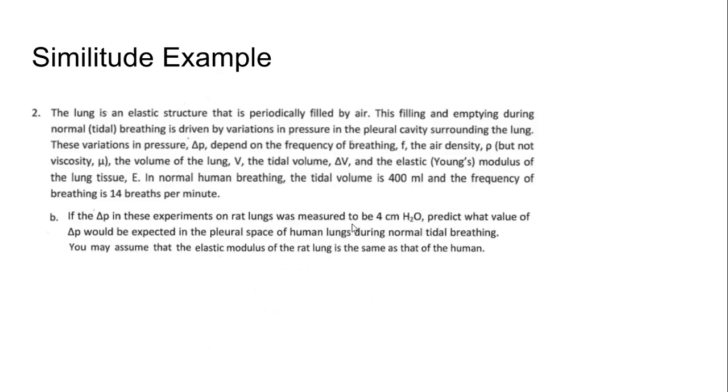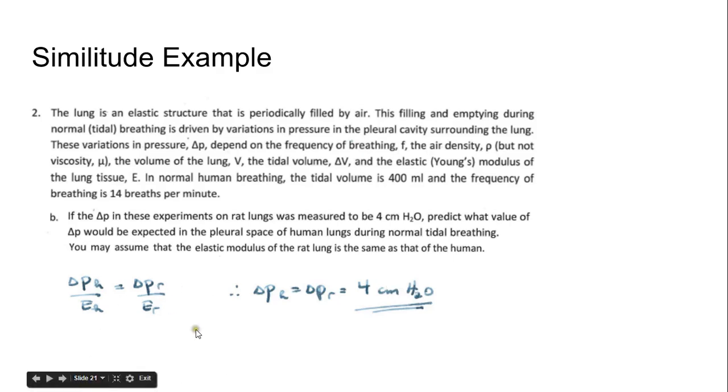So what we're going to do is we're going to say the pi group for the model and the pi group for the human are going to be the same, right? So we're going to say this, right? So this is our pi group for the human case, and this is the pi group for the rat case. Okay, now what we're going to do is plug in any values that we are told and then rearrange for the variable that we are trying to solve for. So here, this is a more simplistic example. We're told that the elastic modulus of both is the same, right? So I can put a 1 in here for E of H and E of R because they're the same, right? And then I'm going to put in the value for the rat delta P, which we're told is 4 centimeters H2O. In this case, the human case is going to be the same thing, right? They're both going to be 4 centimeters of H2O.